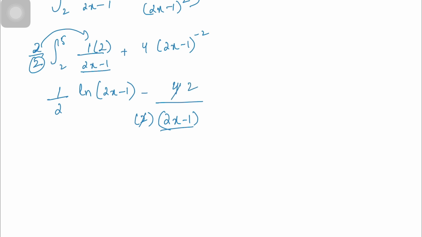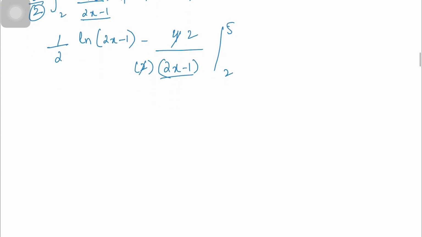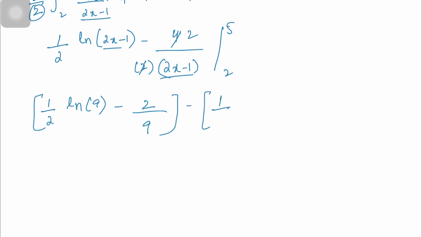So this would be simply this. We have our integration, we can substitute our limits. So this would be finally written as 1 over 2 ln, 2 times 5 is 10, minus 1 is ln 9. This would be ln 9, and then this would be 2 over 9, so this would be negative 2 over 9. This is our upper limit minus our lower limit. Our lower limit would be 2 times 2 is 4, 4 minus 1 is 3. So this would be ln 3, negative 2 over 3.